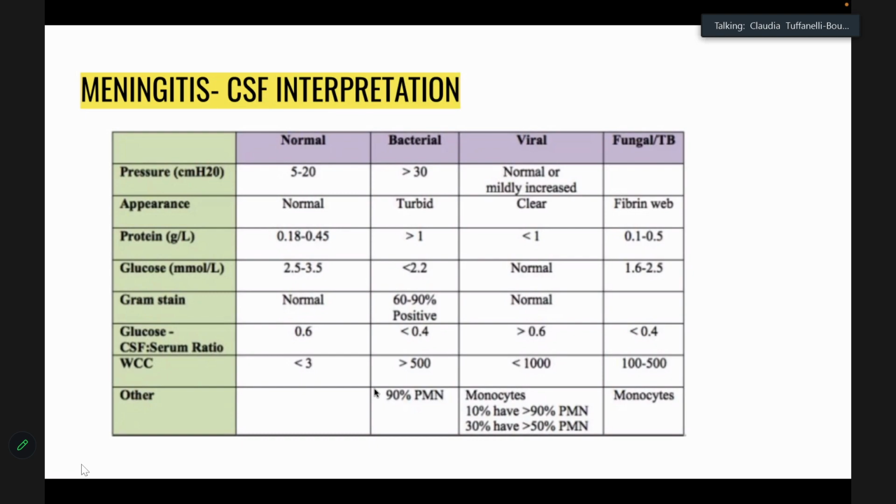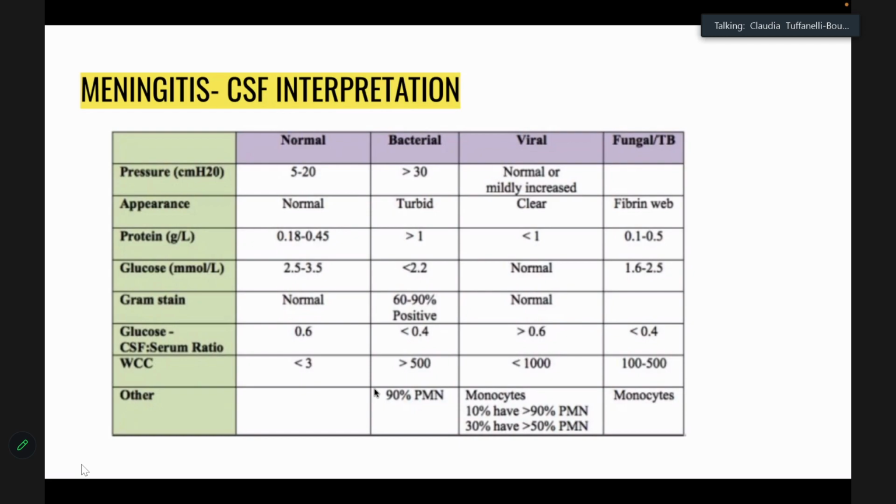But looking for bacterial, if you see in the gram stain there's 60 to 90% positive, and then in the WBCs, you're going to have over 500. And then the big one too is the PMNs, which is a type of neutrophils, the polymorphic neutrophils. There's going to be 90%, so a high number of those. That's going to clue you into if it's bacterial. And then you'll see you have the high opening pressure. The rest, you can always look at this chart and pull it up. I think I do every time.